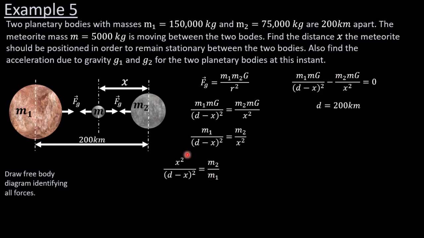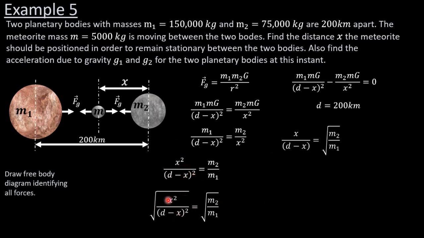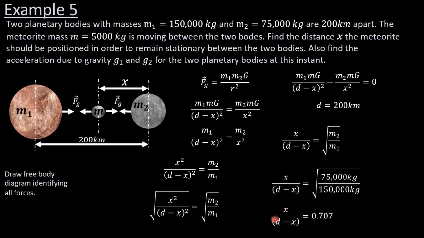And then I multiply both sides by x squared and divide both sides by m1 to get this. And then square root both sides, because I've got a squared there and a squared here. I want to square root both sides to get rid of the squares because I'm trying to get x on its own. And that's going to leave behind this. So that squared and that squared cancel out with the square root to leave behind this. So put my numbers in for m2 and m1 to get this, and I know x over d minus x is going to equal 0.707.